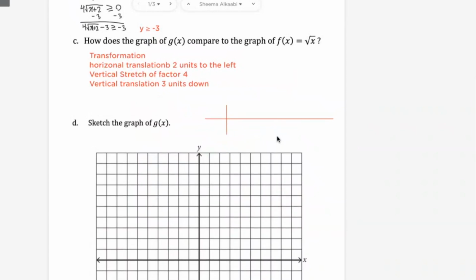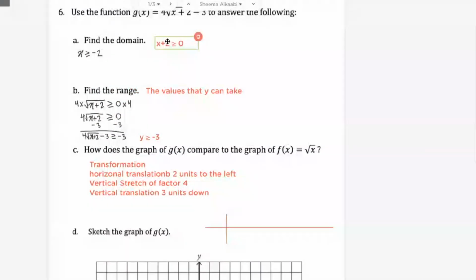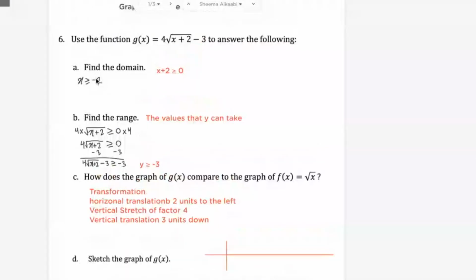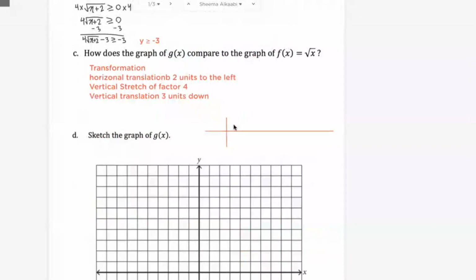For example, the starting point. The starting point should be from the domain, -2. You cannot start before -2, so put -2 as the first value for x. So write down here x, and here y, okay? And start with -2. Okay, after that, we have to put another value.